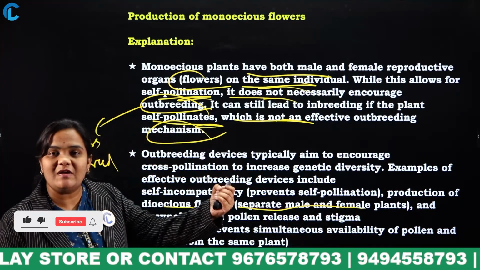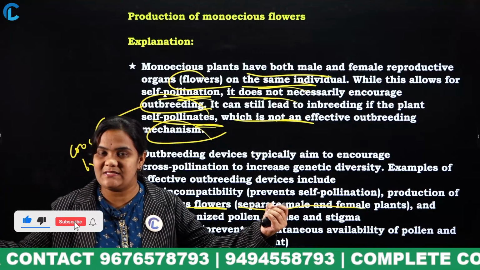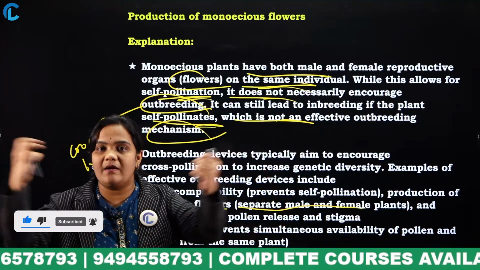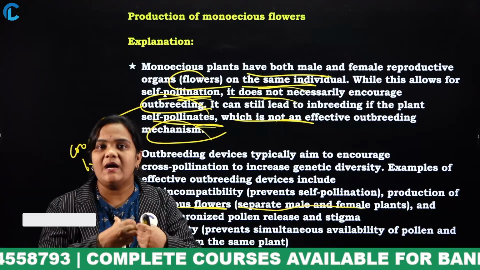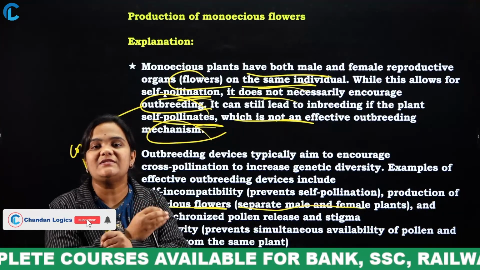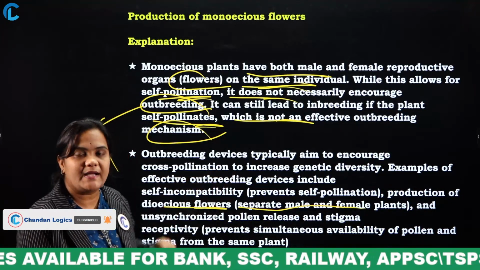The male plant will be separate and the female plant will be separate. When the separate plants come together for what? Reproduction, what we say as crossbreeding. So, this is not the correct answer.